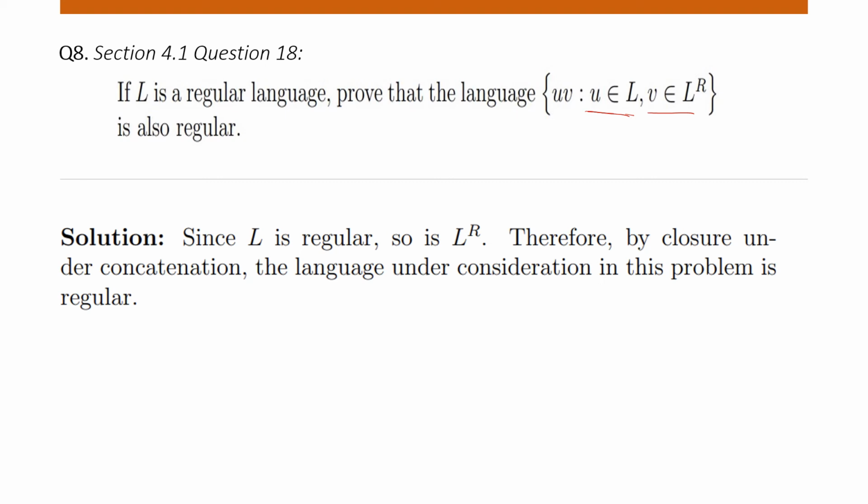And we do know that regular languages are closed under concatenation, and they are also closed under reverse. So if you take any strings in the language and you concatenate them with the reverse of any strings, then any of those strings that are produced by doing that is still going to be a regular language, because regular languages are closed under reverse and under concatenation.